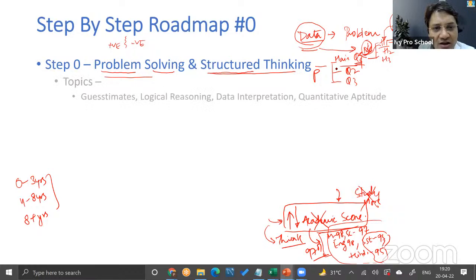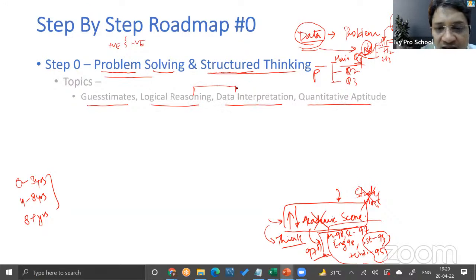The kind of questions that they normally ask to test problem solving and structured thinking ability are these: guesstimates, logical reasoning, data interpretation, and quantitative aptitude. You might have also seen these in CAT, GMAT, and GRE question sets, almost at a typical level, maybe one level down, but almost the same level. So if you want to practice logical reasoning, data interpretation, and quantitative aptitude topics, you must practice CAT level questions.